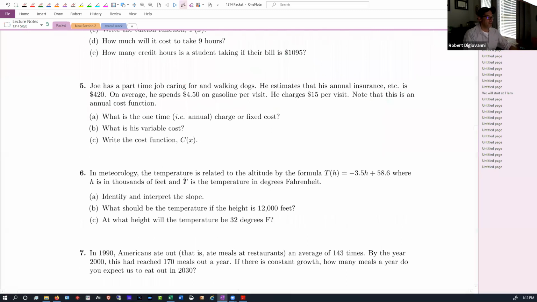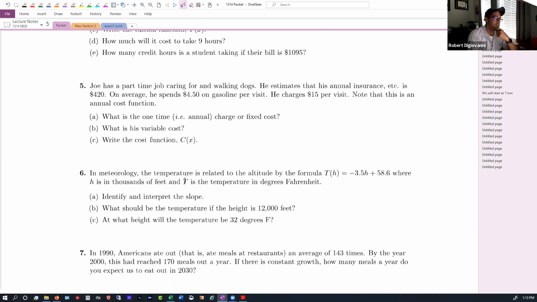So Joe has a part-time job caring for and walking dogs, which I guess is a job you can have nowadays, right? He estimates that his annual insurance is $420. So he has to pay for insurance in case he's out walking a dog and one of them gets away from him, gets hit by a car, and then the person he's working for sues him or something, right? So he has this insurance to protect him in case something goes wrong. He has to pay $420 a year for that.